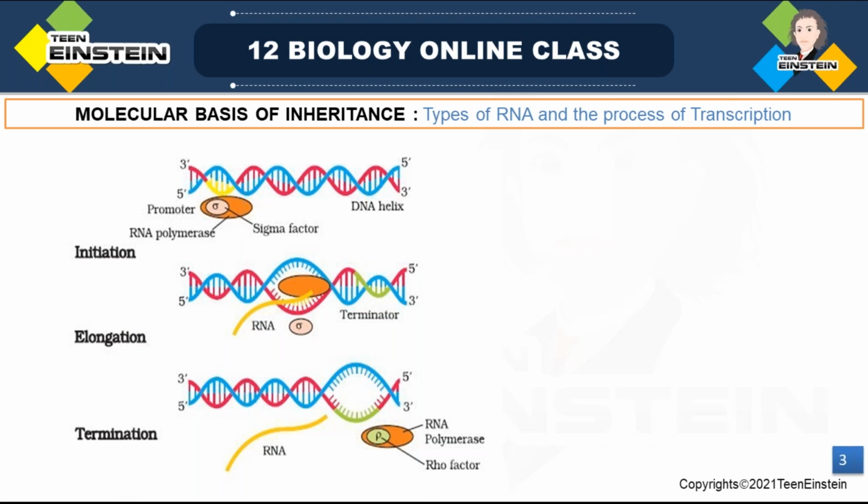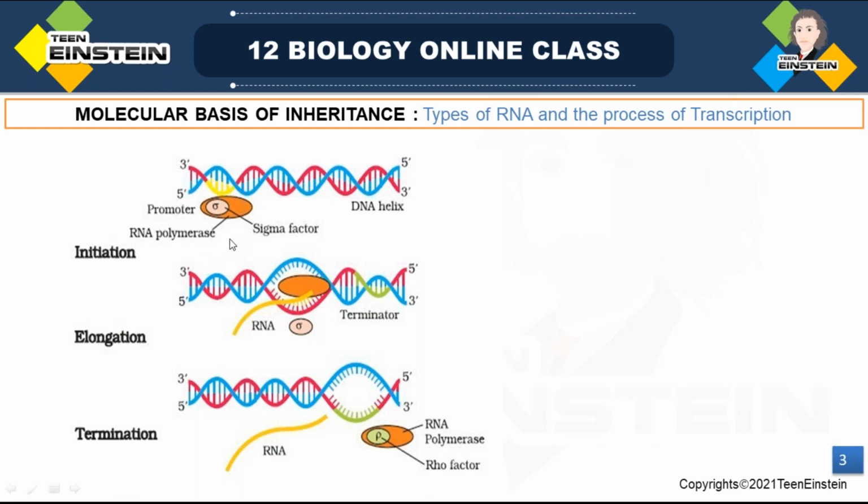In the case of bacteria, I am saying the transcription of all these types of RNA is catalyzed by a single DNA dependent RNA polymerase. Then what is happening there? By binding to that promoter, here you can see, to that promoter, that RNA polymerase initiates the transcription. Okay, it is binding to the promoter region.